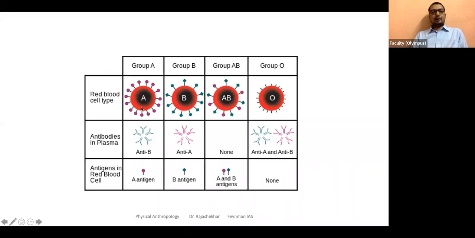So put a circle and write A, and show the antigen with A. So you put a spike like this, with a circle called A. So A blood group person will have A antigen. So on RBCs of A blood group people, A antigens will be present.